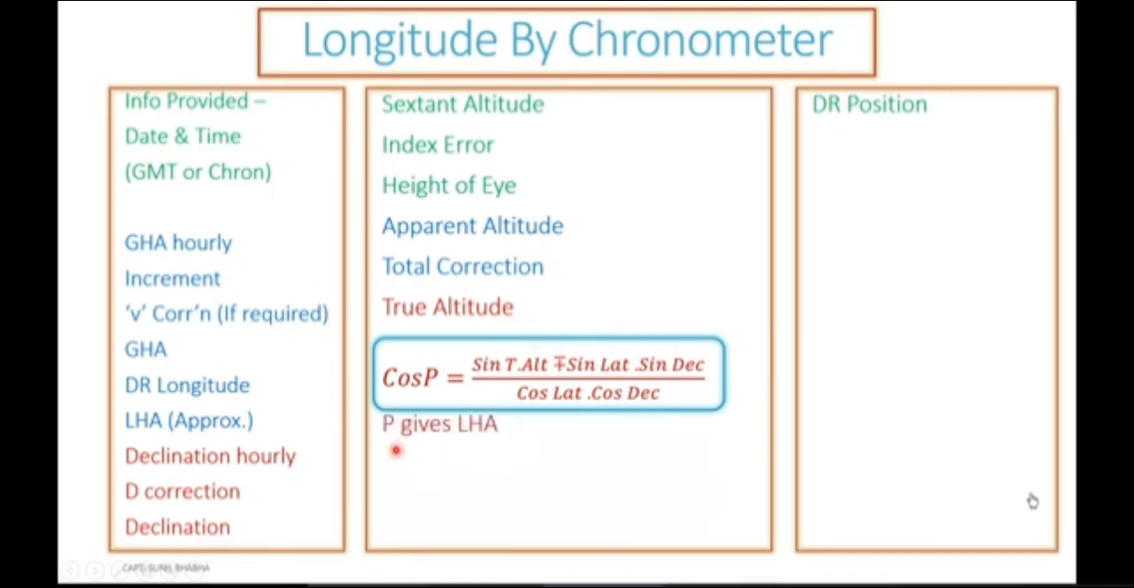Sir? Now, once you obtain the value of P, go ahead, beta. Sir, now here we are finding the value of P. Yes. And from P we can find out LHA. Yes. So what is the need for finding out LHA approx? You will know shortly, beta.